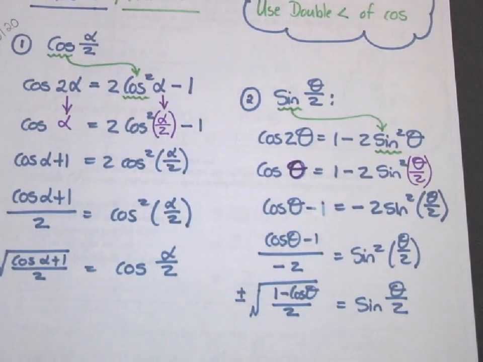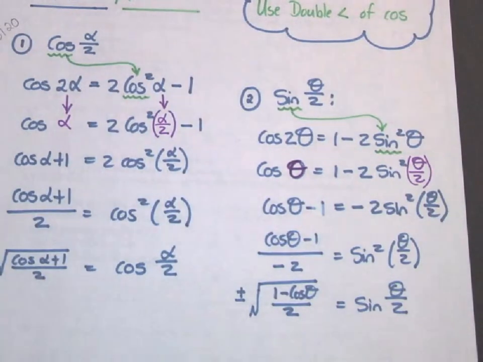You will get a cos half theta or a half alpha inside a big sum, and then you know that you must reduce it to this.